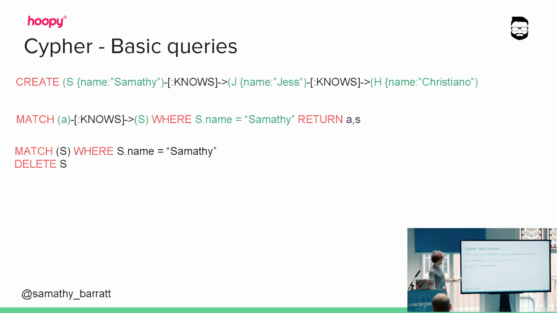And then we can perform a delete query where we need to select the node that we want to delete by matching it, and then we delete it. It's important to note that you can't delete nodes that have relationships. You have to delete all the relationships that it has before you delete the node, because otherwise you'd end up with hanging relationships that aren't attached to anything, which is not a very good thing at all.